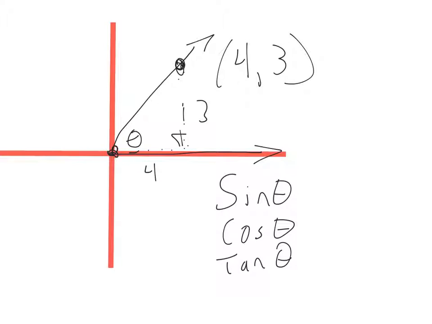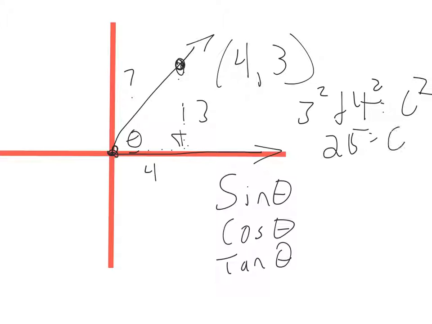Simply by, sorry, I lost my train of thought here, looking at this relationship. So the first thing I need to know is how long is my hypotenuse? Well, I can take 3 squared and 4 squared, and that'll equal my c squared. So 9 plus 16 is 25 equals c squared. Square root both sides, and I get a lovely hypotenuse of 5.